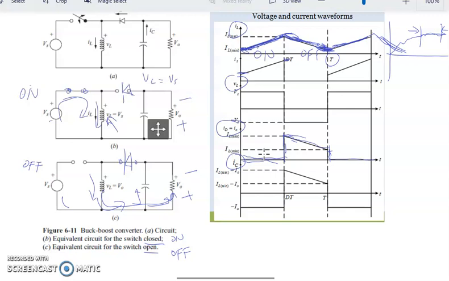So starting from the off time, the current flows through our diode, and stops during on time.